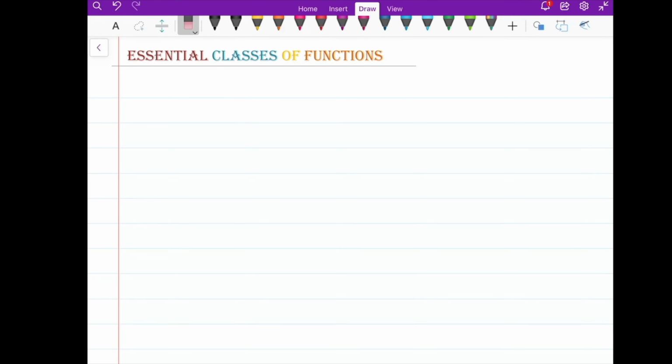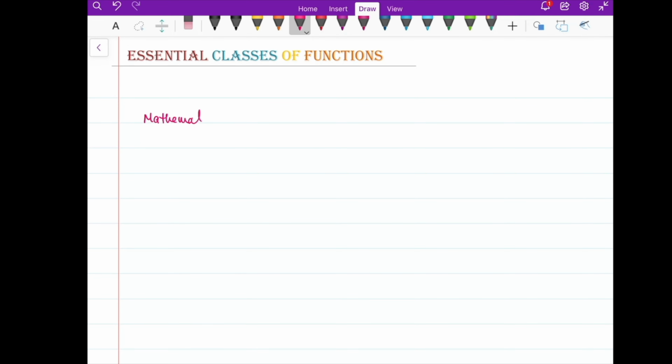This lecture is part of an online course of Calculus 1, and I'm going to talk about essential classes of functions. Why do we classify functions? It's just because we want to have a mathematical model. What do I mean by that?